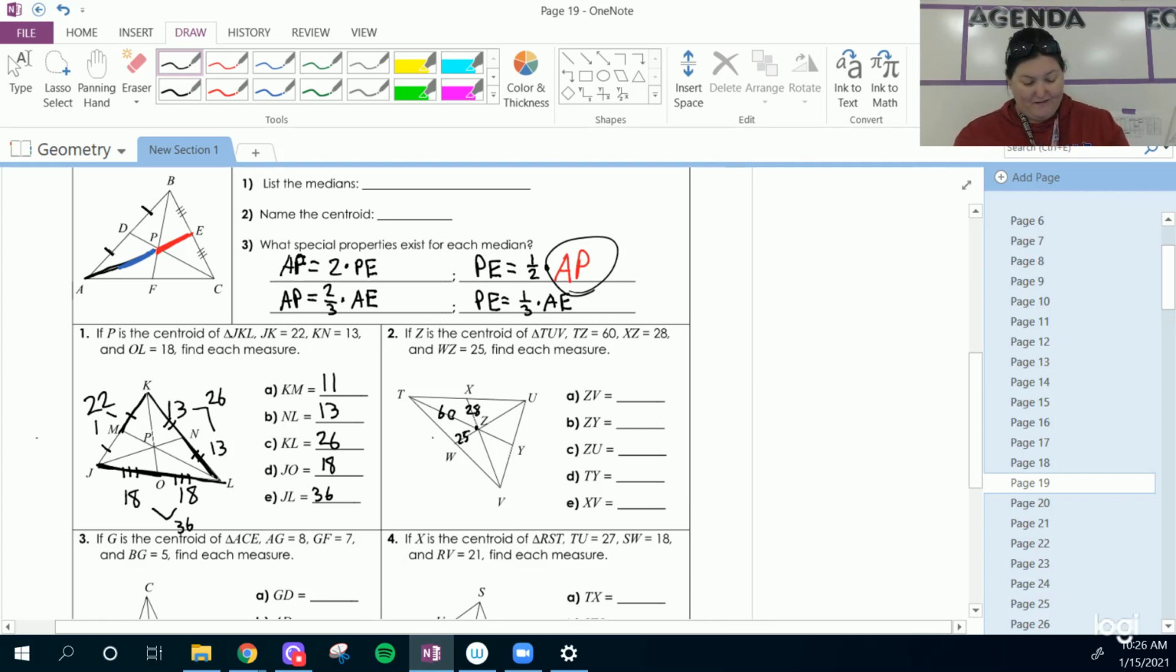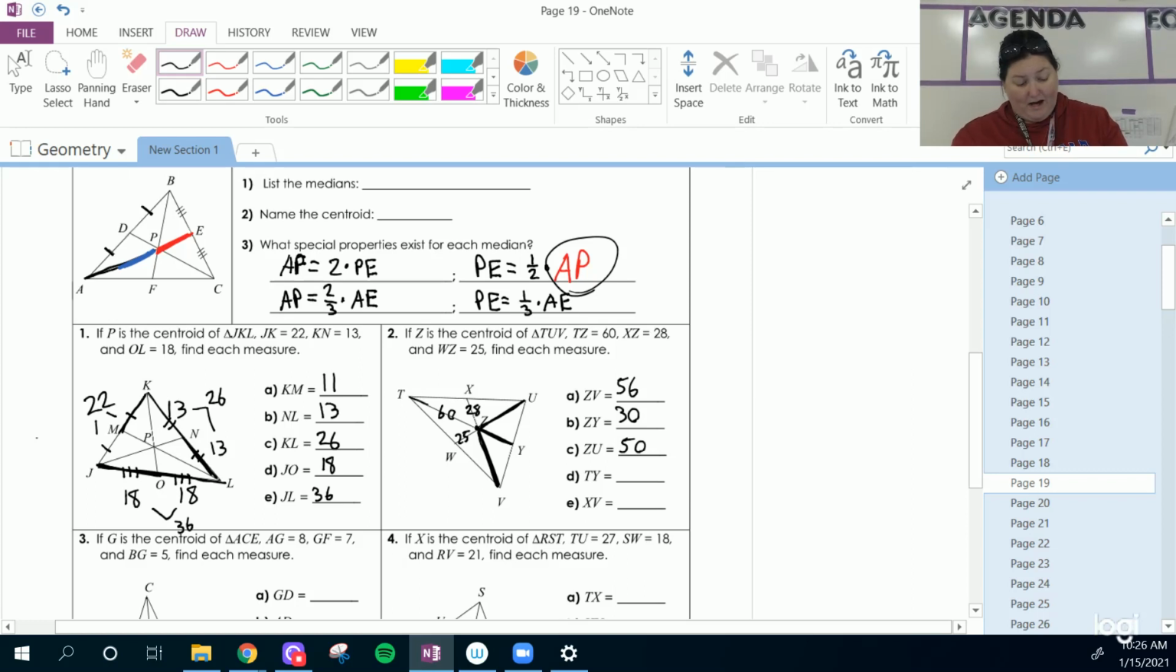So ZV is the first one we're looking for. So we're looking for the big piece. So I'm going to take 28 and multiply that by 2, which is 56. The next piece I'm looking for is ZY. That's the small piece. So I'm going to take 60 and I'm going to take half of that, which is 30. ZU is my big piece. So I'm going to take 25 and double that and I get 50.